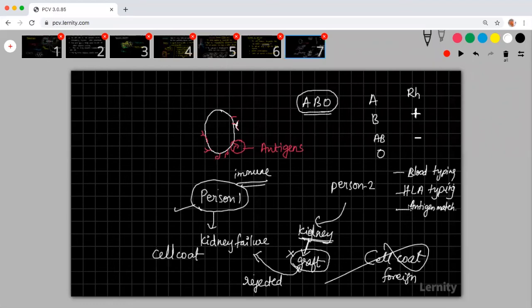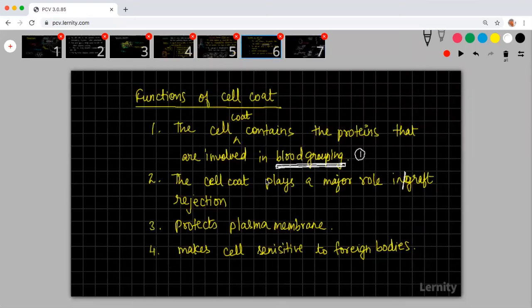Even when a patient is going to get it from his son or daughter, it will not match exactly. There is some amount of variation. So that is what the second point is trying to tell.